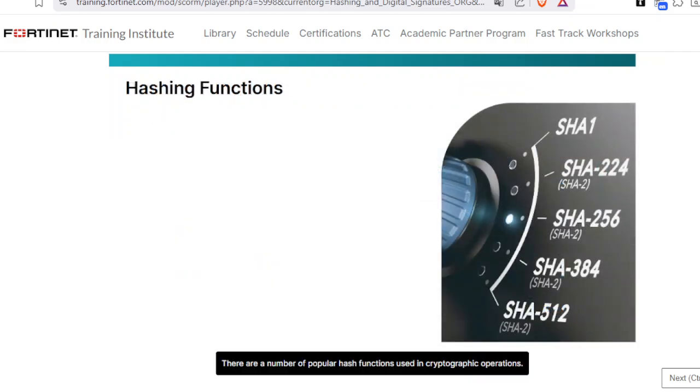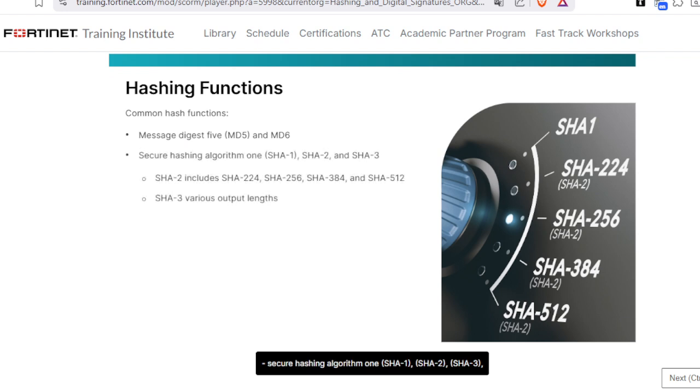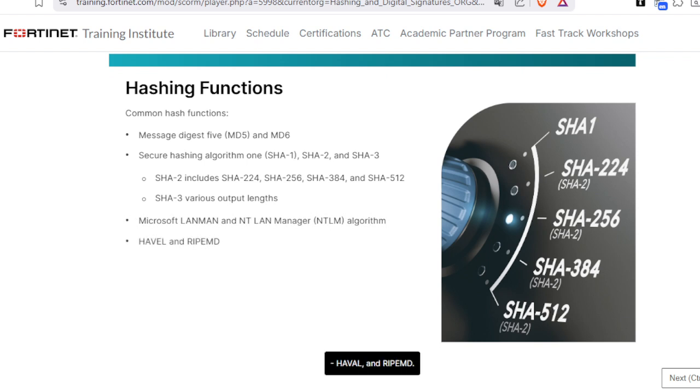There are a number of popular hashing functions used in cryptographic operations. Common hash functions are Message Digest 5, MD5, and MD6, Secure Hashing Algorithm 1, SHA-1, SHA-2, and SHA-3, Microsoft LANman, and the NT LAN Manager, NTLM algorithm, Haval, and RIPE-MD.